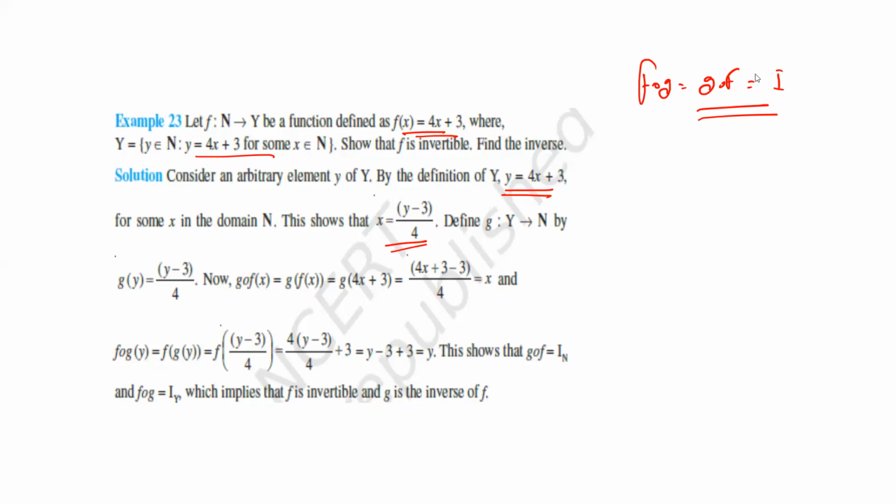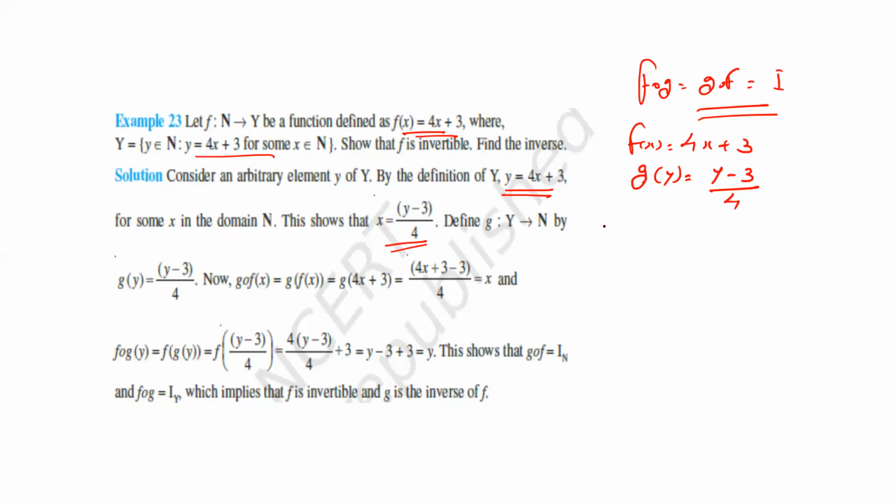So our function is f of x is equal to 4x plus 3. And you got another function. You take it as g of y. G of y is what? Y minus 3 by 4.